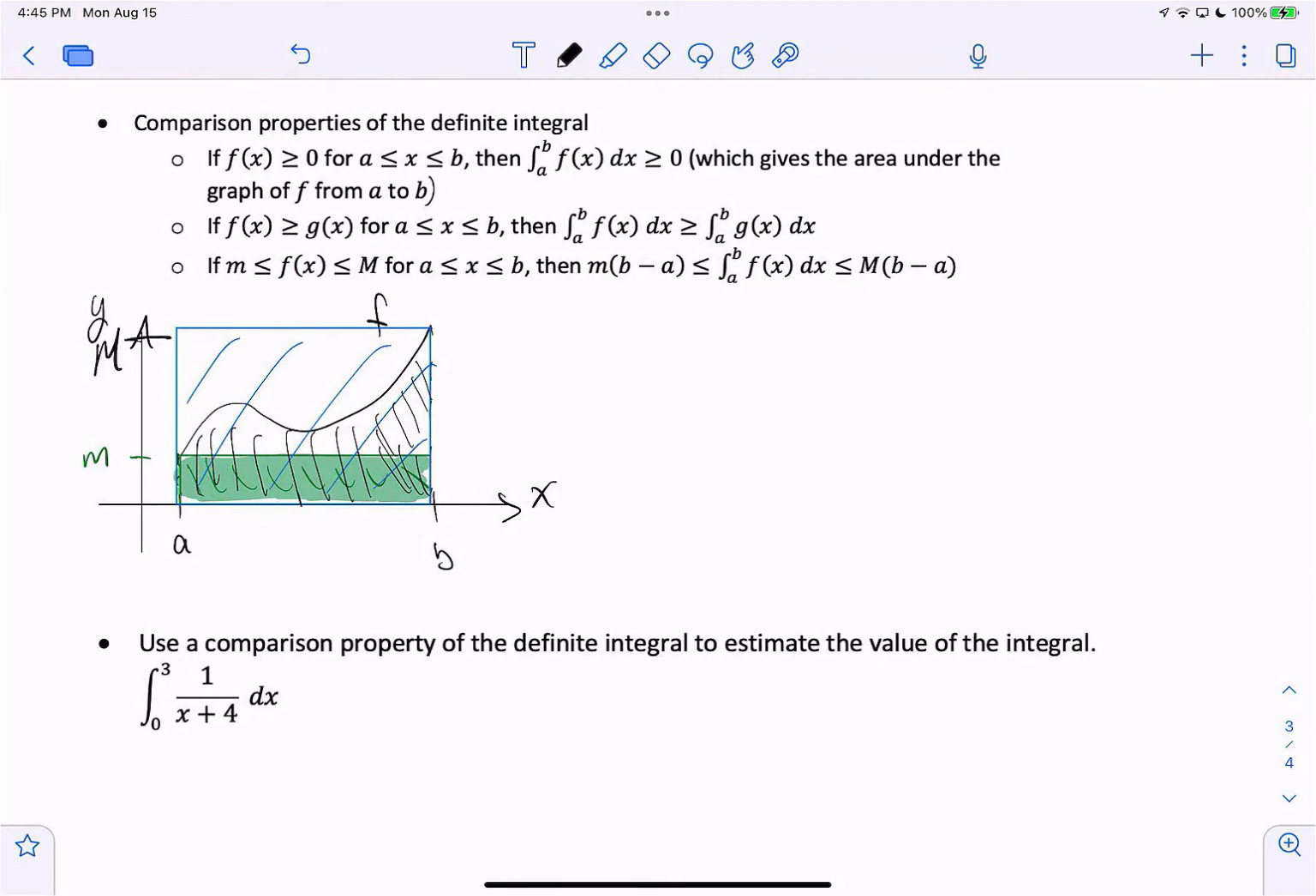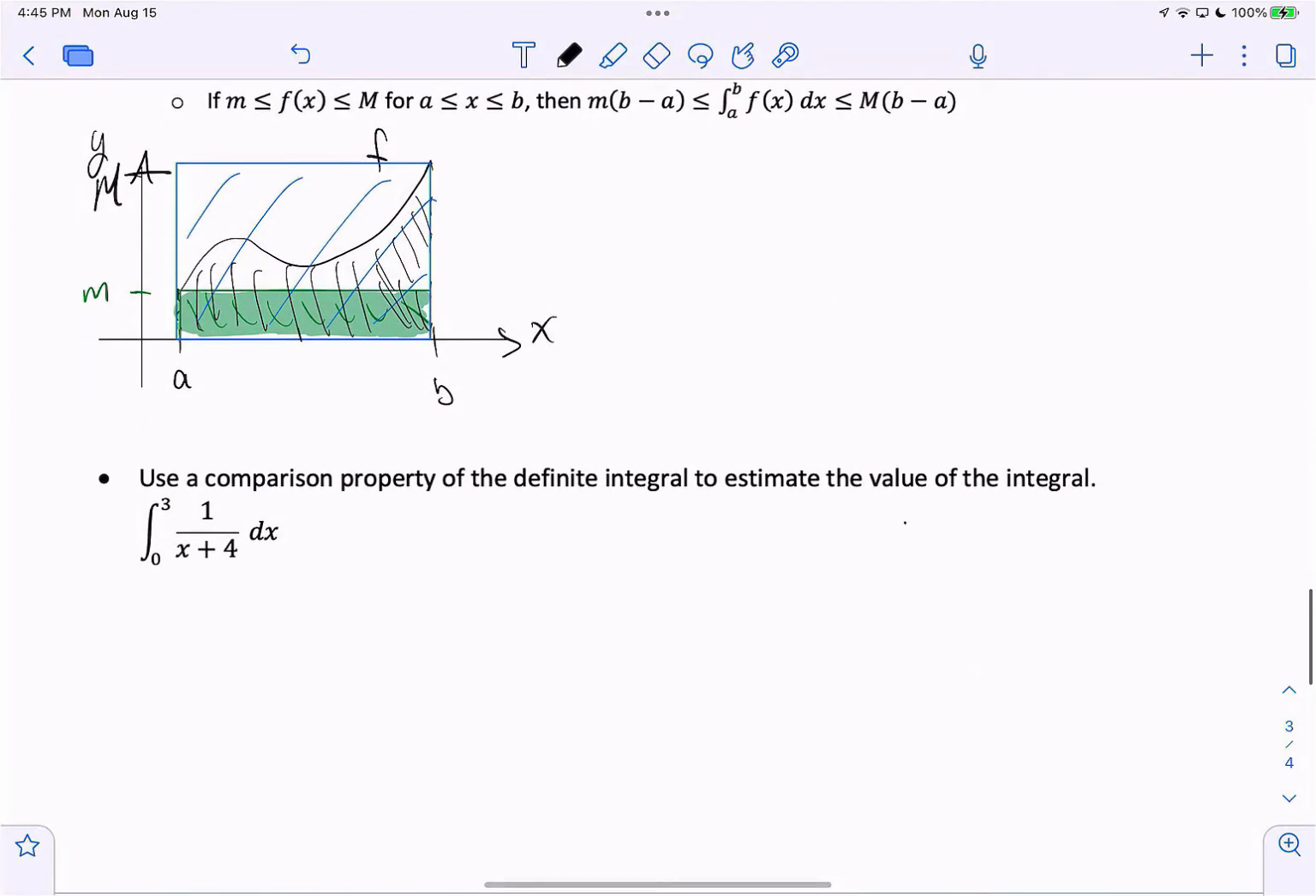Now we're asked to use a comparison property of the definite integral to estimate the value of the integral from 0 to 3 of 1 over x plus 4 dx. I think a visual will be helpful before we get into what comparison property we're going to be using. And here we're just going to draw a quick sketch of y equals 1 over x plus 4, which has a vertical asymptote where x is equal to negative 4. And it's a shift of the reciprocal function.